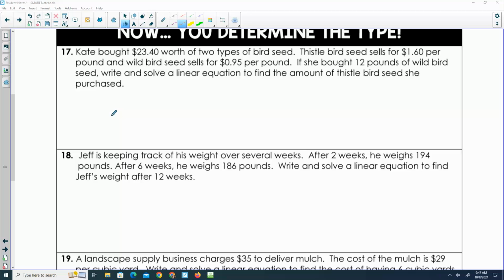So Kate bought $23.40 worth of 2 types of birdseed. Right now, I already know we have 2 different kinds of seed. We have thistle bird seed at $1.60 per pound, and wild bird seed at 95 cents per pound. When we have 2 different types, what do we do?